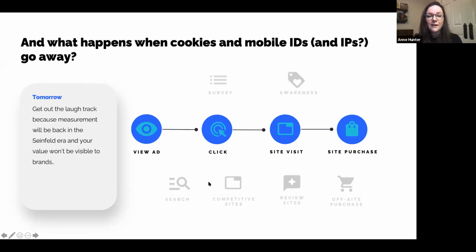Unfortunately, where we're going with the loss of cookies and mobile IDs and maybe even IPs is that we are going back to the Seinfeld era of measurement. We are going back to losing the ability to see all of it and having tenuous and complex workarounds, so that the only thing that's really easy, clear, and consistent is back to that 90s view, click, visit, purchase method. That takes brands in the wrong direction.